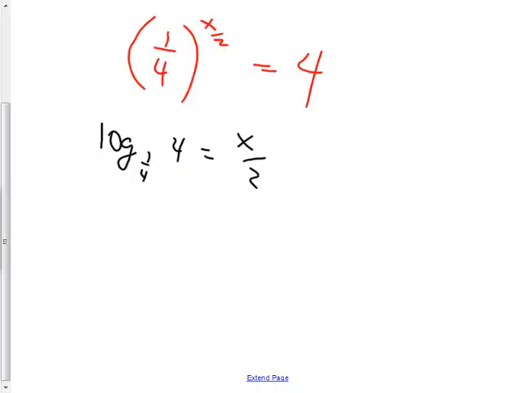And I'm going to try to prove to you that you don't have to have a calculator for this by rewriting this 4 as a 1/4 to the something. Otherwise, I could have just taken log 4 over log 0.25. But 1/4 to the -1 would give me 4. So now I know what the answer is without a calculator. Negative 1 equals x over 2. And then from there, you just multiply by 2 on both sides. X equals negative 2.